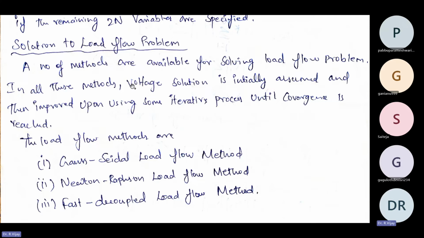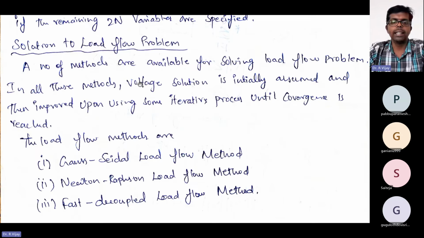So the load flow methods are as follows. There are three methods. The first method is the Gauss-Seidel load flow method. The second one is the Newton-Raphson load flow method. The third one is the fast decoupled method. Say, for example, these are the algorithms given by Gauss and Seidel, then Newton and Raphson, and combining them they developed this fast decoupled method.